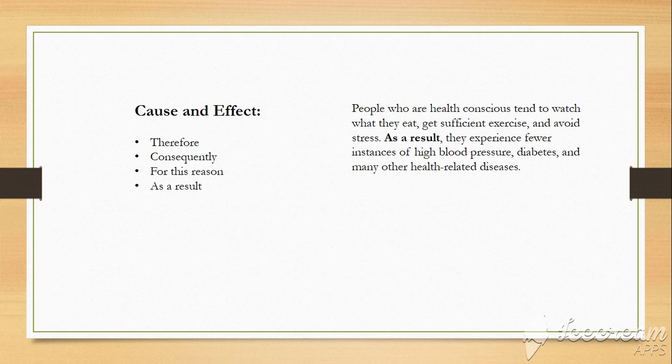Let's read the example. I think it explains it the best. People who are health conscious tend to watch what they eat, get sufficient exercise, and avoid stress. As a result, in other words, as a result of doing all these things, they experience fewer instances of high blood pressure, diabetes, and many other health-related diseases. You can see that their health conscious tendencies are what cause the result of their having fewer instances of high blood pressure and these other diseases. So that's how you can show cause and effect using transitions.